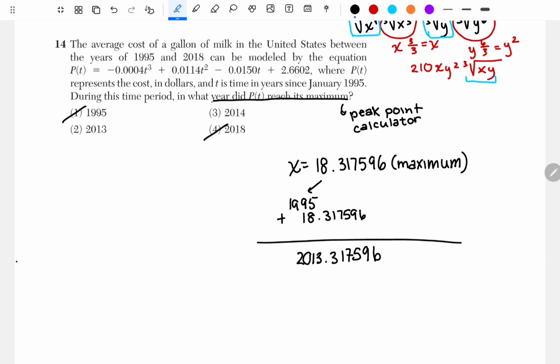Now, here's where it gets tricky. Many people will say, oh, we're in the middle of 2013, so technically it's 2014. Incorrect. What you want to do is select answer choice 2, 2013, because we're still in 2013. We're in the middle of 2013. We haven't hit 2014 yet. We're still in 2013, so our answer choice is going to be number 2.